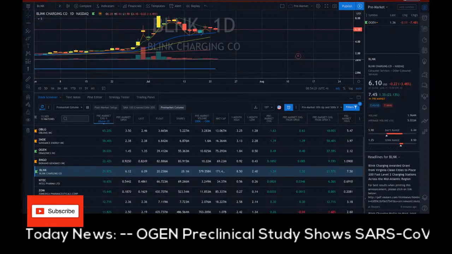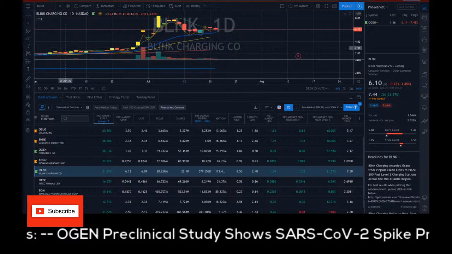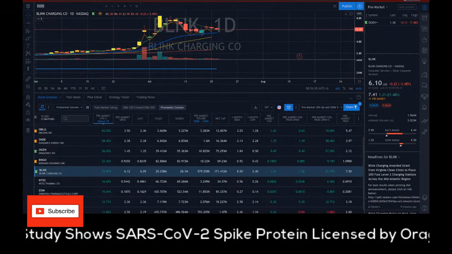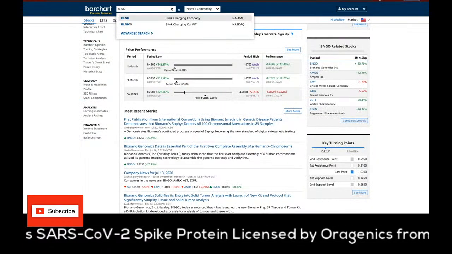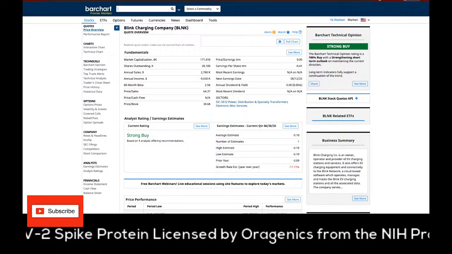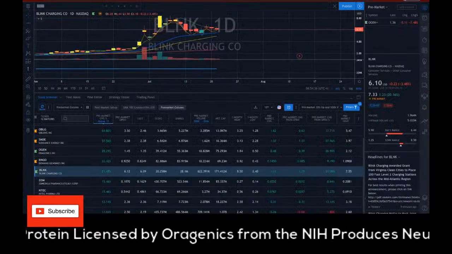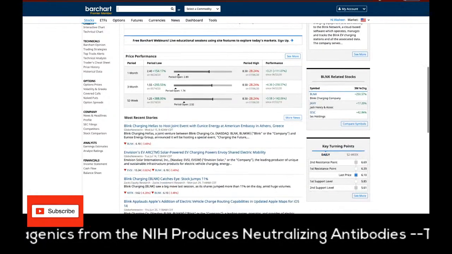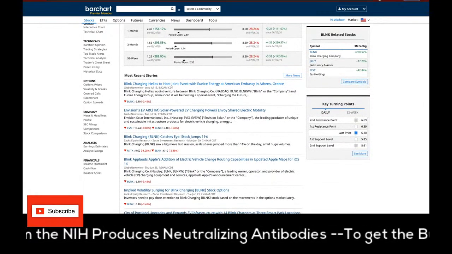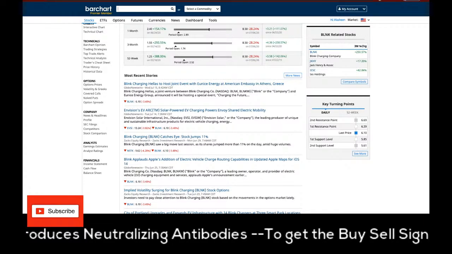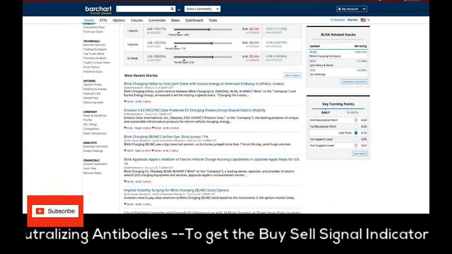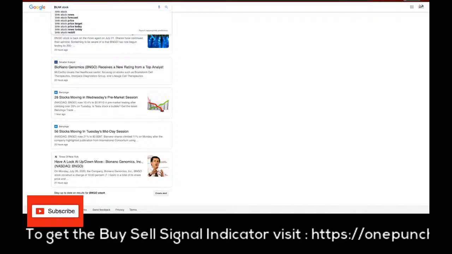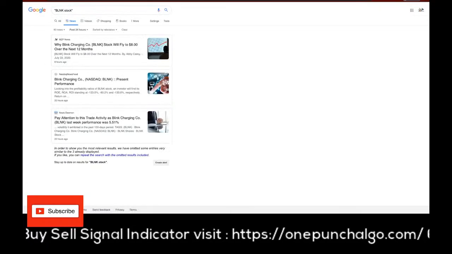BLNK, did I check it? BLNK, no, this is something I checked before, so let's go ahead and check BLNK. So today I'm going to watch OGEN. They do have coronavirus related news, so that's that. Alright, I don't see any news for BLNK on bar chart. Let's go to Google. Past 24 hours.